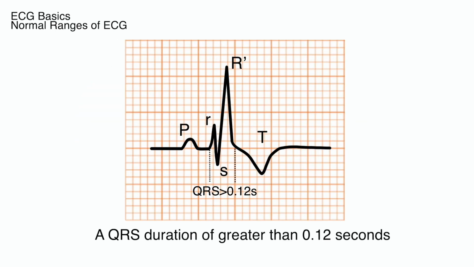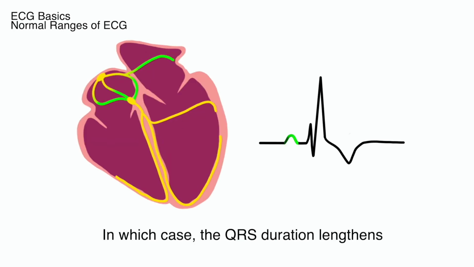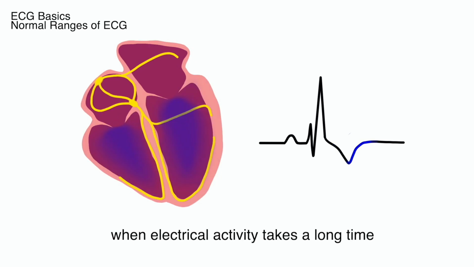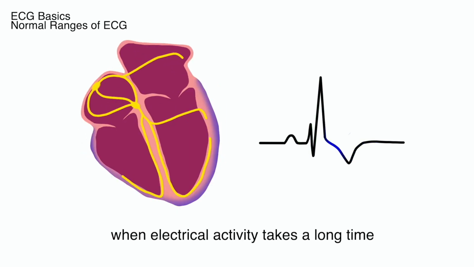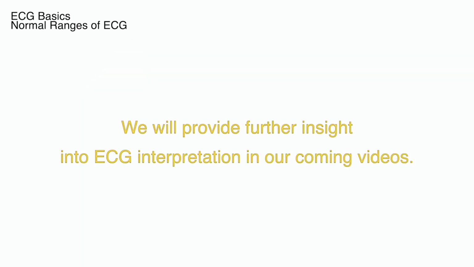A QRS duration of greater than 0.12 seconds is considered abnormal, in which case the QRS duration lengthens when electrical activity takes a long time to travel throughout the ventricular myocardium. We will provide further insight into ECG interpretation in our coming videos.